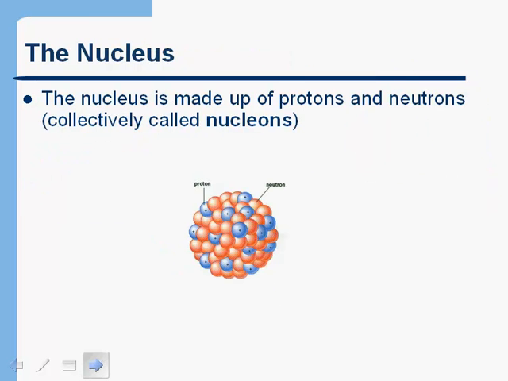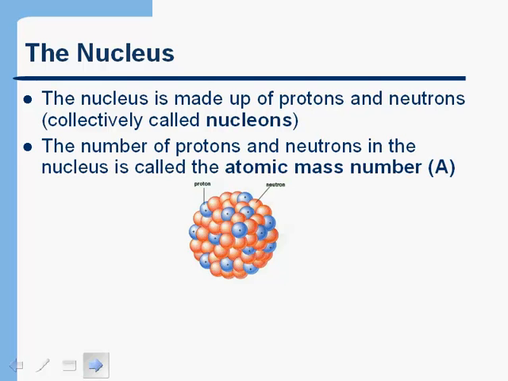Let's go in and look at a little more detail at the nucleus of the atom. We've said that the nucleus is made up of protons and neutrons, and we collectively call those nucleons. We also give a special name to the number of nucleons, and that is the atomic mass number. Atomic mass number is represented by the capital letter A, and it simply represents the number of protons and neutrons inside an atom.